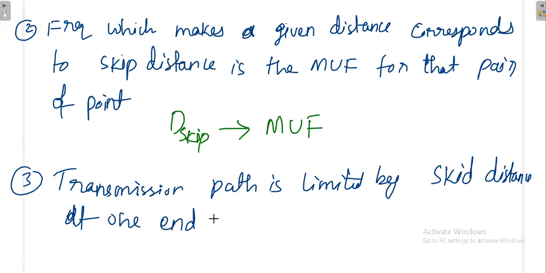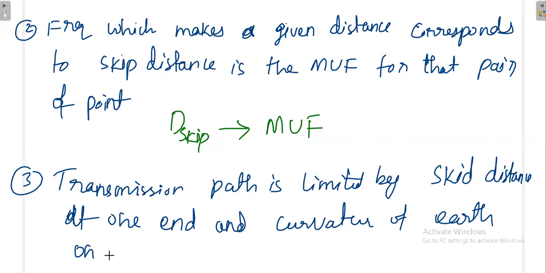But curvature of the earth is related to space wave communication. That is not related to ionospheric communication, that is related to space wave communication. This is like a generalized statement: limited by skip distance at one end and curvature of the earth on the other end. Then sir, ionospheric communication.